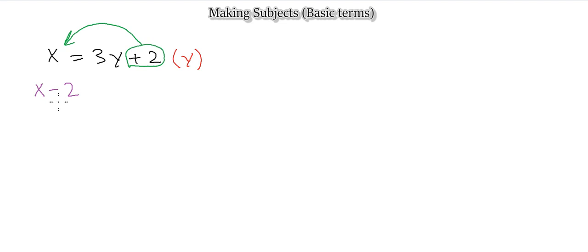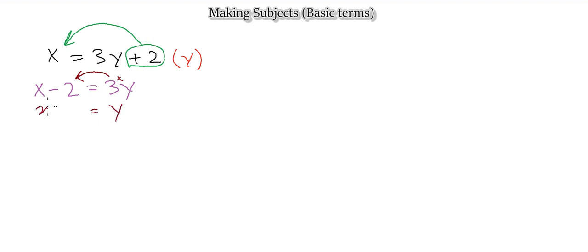So in this case, x minus 2 equals what's left on this side, which is just the 3y, because we have moved this plus 2 to the other side. Now here you've got 3y. I want to make just y the subject, so I will have to make the 3 go to the other side. The 3 here is multiplying with the y, so when 3 goes to the other side, it is going to divide. That will make y alone on this side.